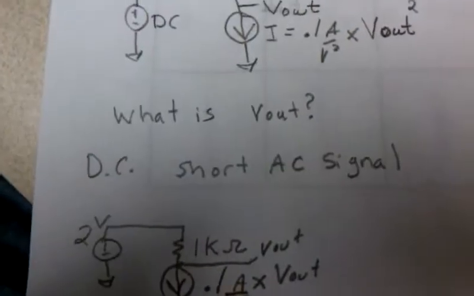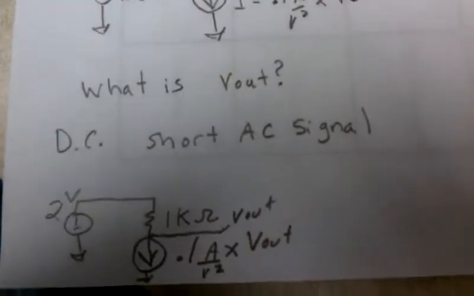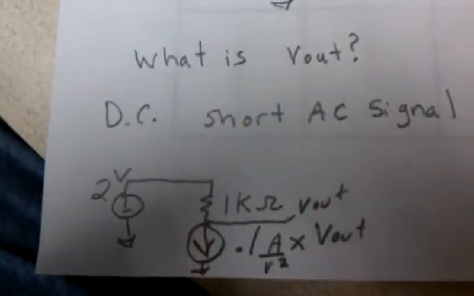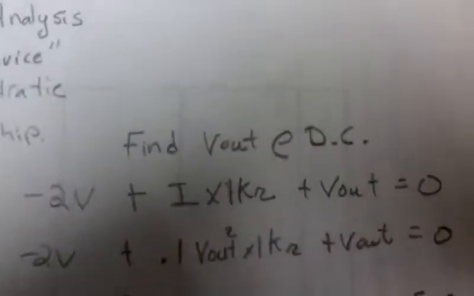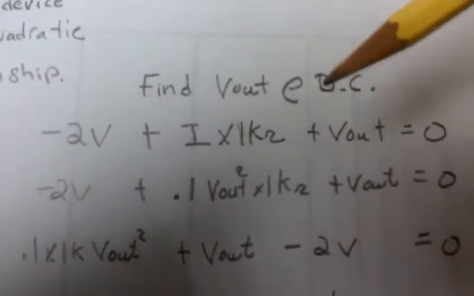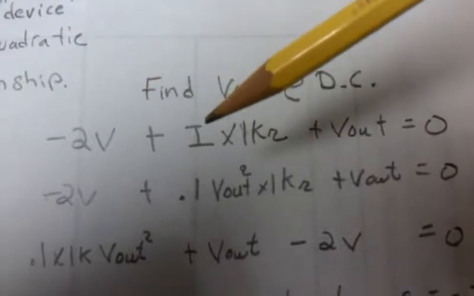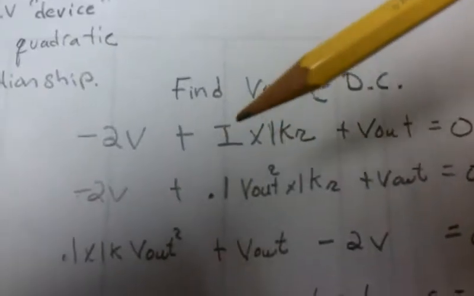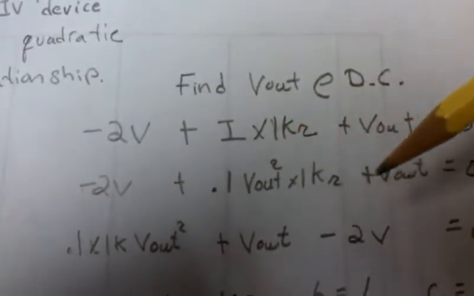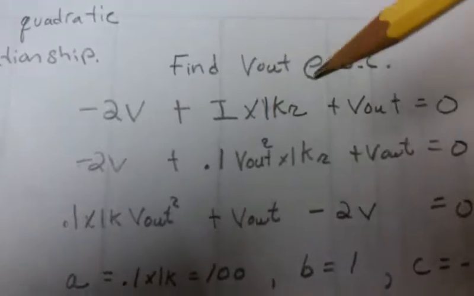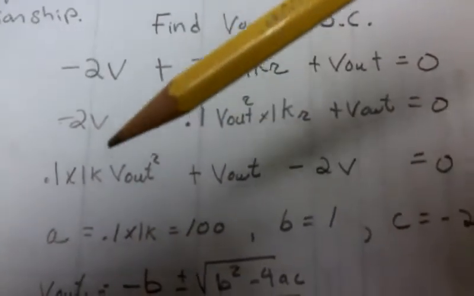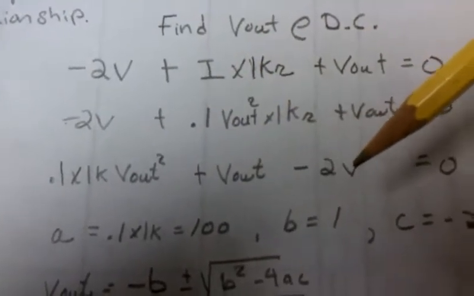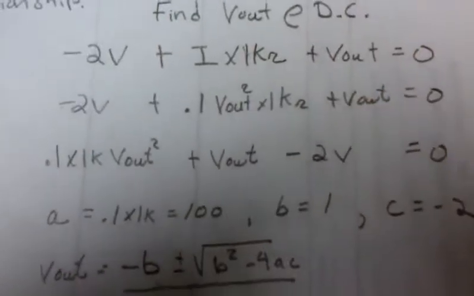The first thing we need to do is find the DC response. What we do is we just short the AC signal, and we're left with this circuit. Then we can write our equations: minus 2 volts plus the current times the load resistor plus V out should equal 0. We substitute our I for our current equation, and then rearrange into a V out squared term, a V out term, and a constant term, which is the quadratic equation.